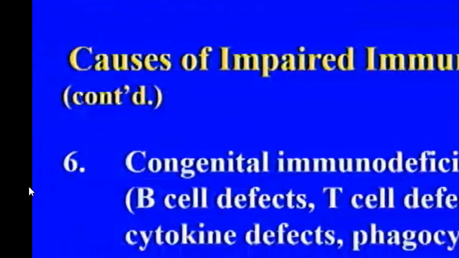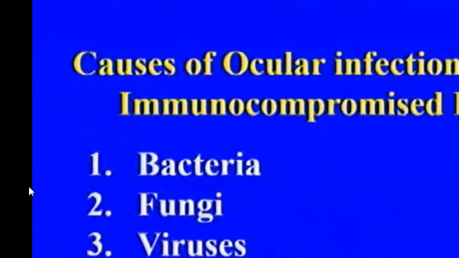There are many protocols that have been introduced in order to maintain and prevent the rejection of the organ which is transplanted. These protocols contribute to the immunocompromised population. Now, what are the causes of ocular infections in the immunocompromised host?